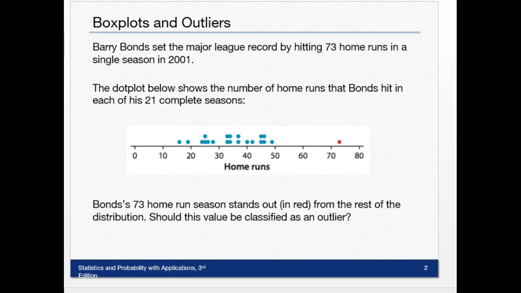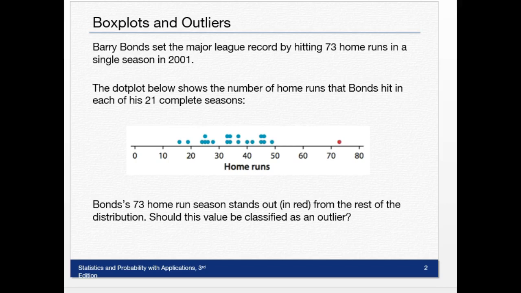So Barry Bonds set the major league record by hitting 73 home runs in a single season. The dot plot below shows the number of home runs that Bonds hit in each of his 21 completed seasons. Bonds' 73 home run season stands out, it's the one in red, from the rest of the distribution. Should this value be classified as an outlier?